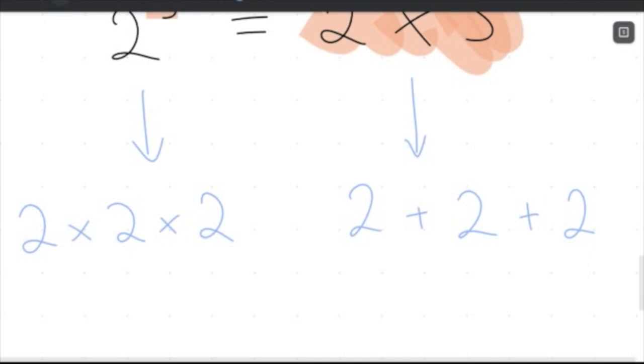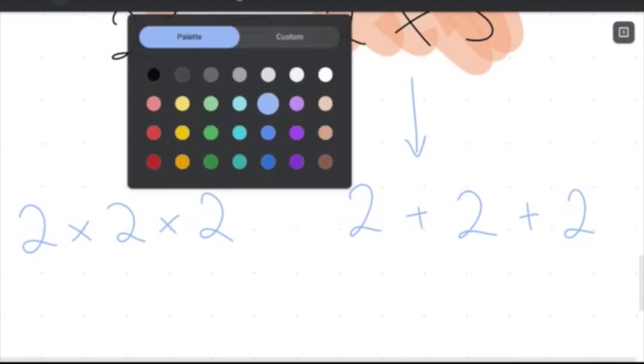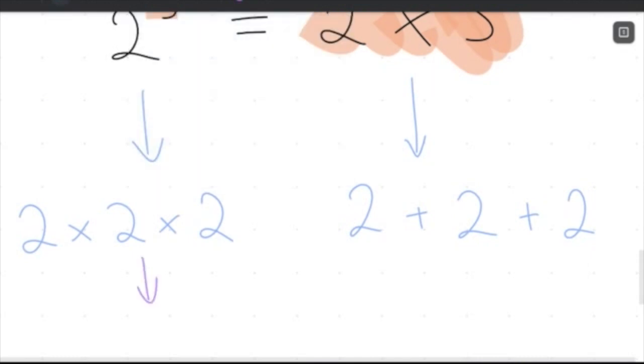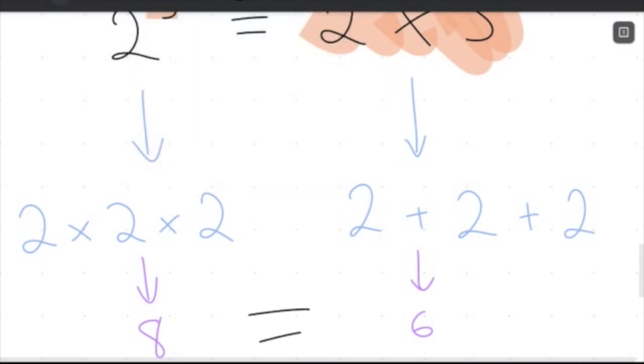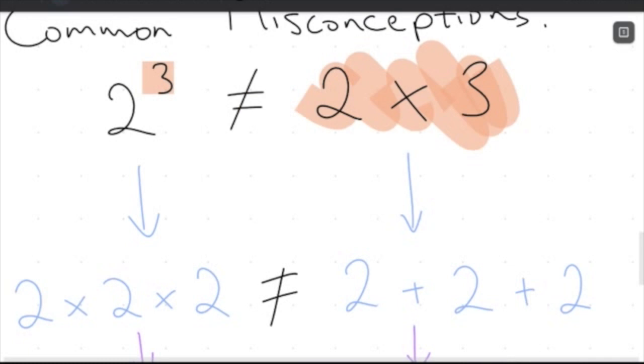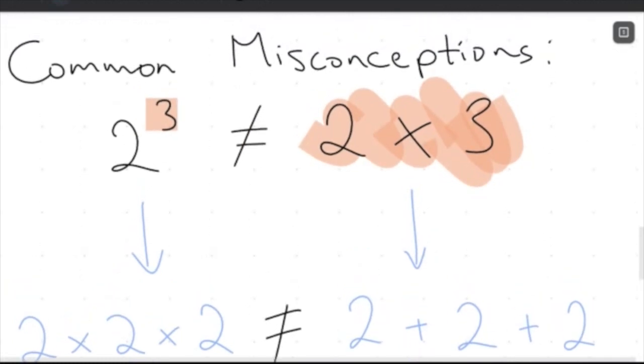And here I get, going down one more step, 2 times 2 times 2. Well, 2 lots of 2 I get 4, and 2 lots of 4 I get 8. And here 2 plus 2 plus 2 equals 6. So none of these are equal. I'm drawing it with this particular symbol. So the first common misconception is that 2 to the power of 3 is not the same as writing 2 times 3. They're two completely different operations.